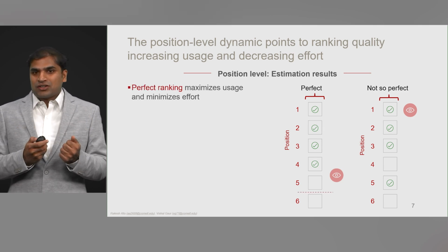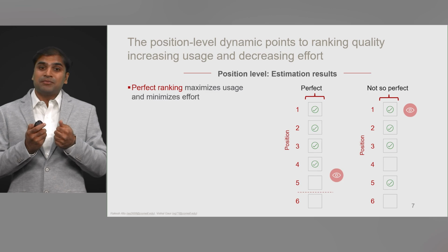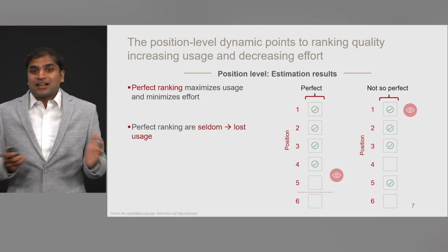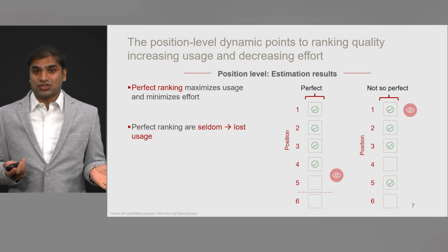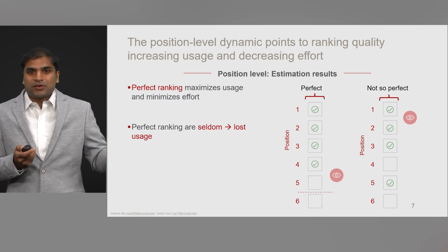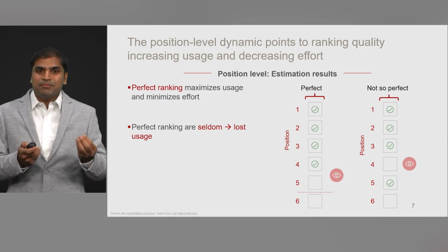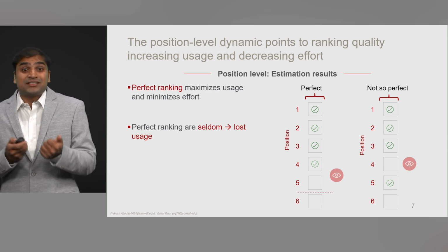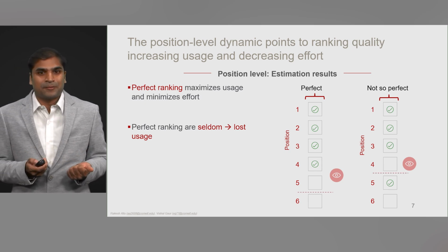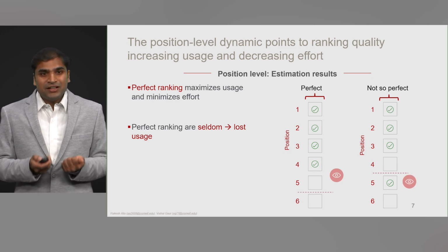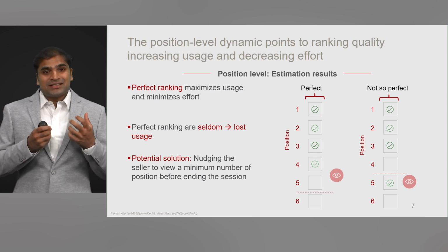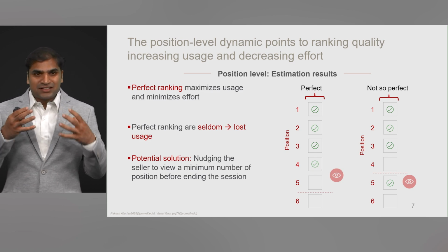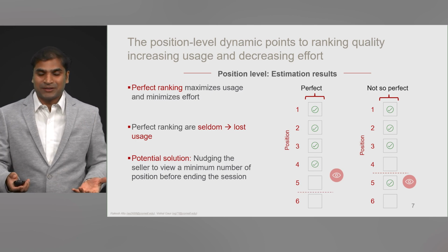Now, this mechanism ensures that usage is maximized and effort is minimized in a perfect sequence. This seems like a great outcome, but perfect rankings are seldom and there is possibility of lost usage. Now, take the example of a not so perfect sequence. In this scenario, the same behavioral mechanism will make the seller end the session at position 4 when there is a relevant request at position 5. So, what we are recommending to the platform is that there is some value in nudging the seller to view a minimum number of positions and pairing these nudges with the efforts to improve ranking quality.